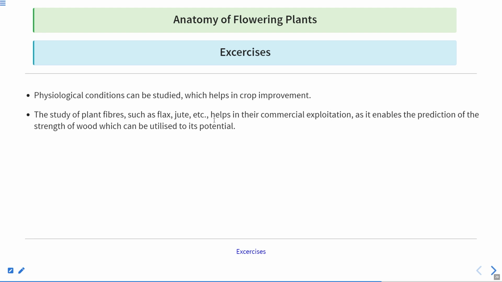The next point is the study of plant fibers such as flax, jute, etc. Because these fibers are very, very important. They are used on a commercial basis, right? So it helps in their commercial exploitation, as it enables the prediction of the strength of the wood, which can be utilized to its potential. By knowing the anatomical structure, you can tell that this particular plant is going to provide this type of fibers, and it has such type of adaptation, such characteristics, and this can be used for further different processes. Okay.